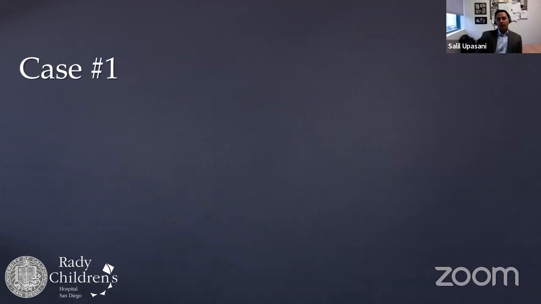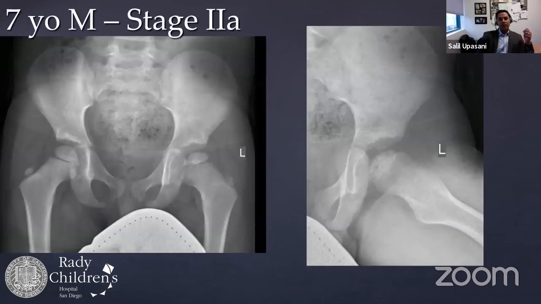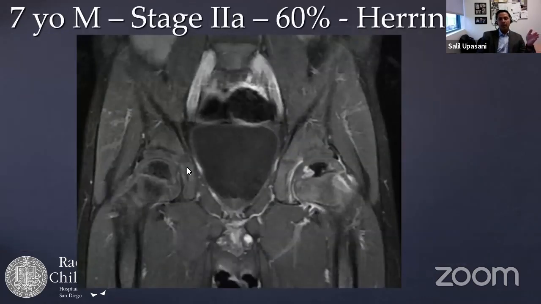So this is the first case. I'd like to invite Mandar to help me discuss this case. This is a 7-year-old male. You can see involvement of his left hip. He's in stage 2A. If you can see my marker on the screen, you can see this first line of fragmentation starting. And then the MRI shows that 60% of the head is perfused. You can see the lateral pillar is preserved. So I'm assuming that it's going to be a Herring A patient.